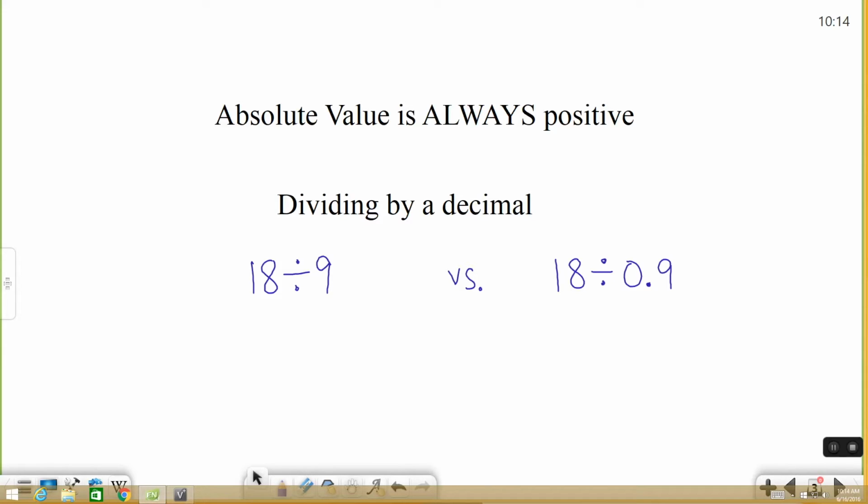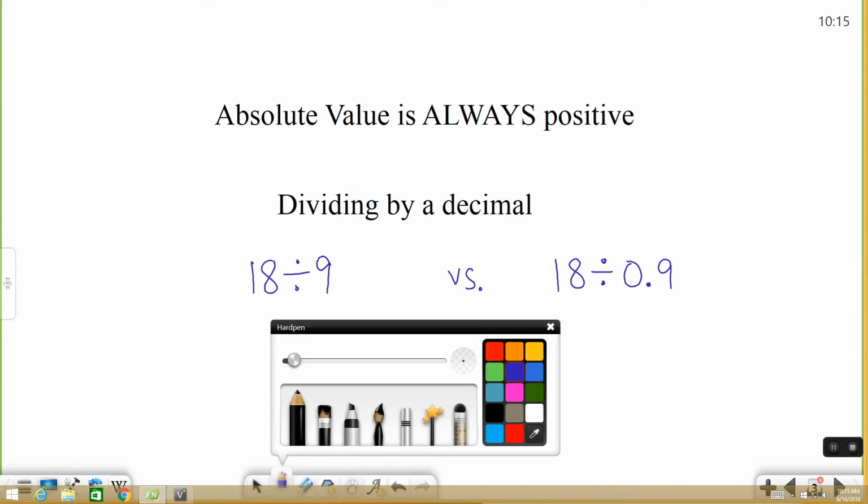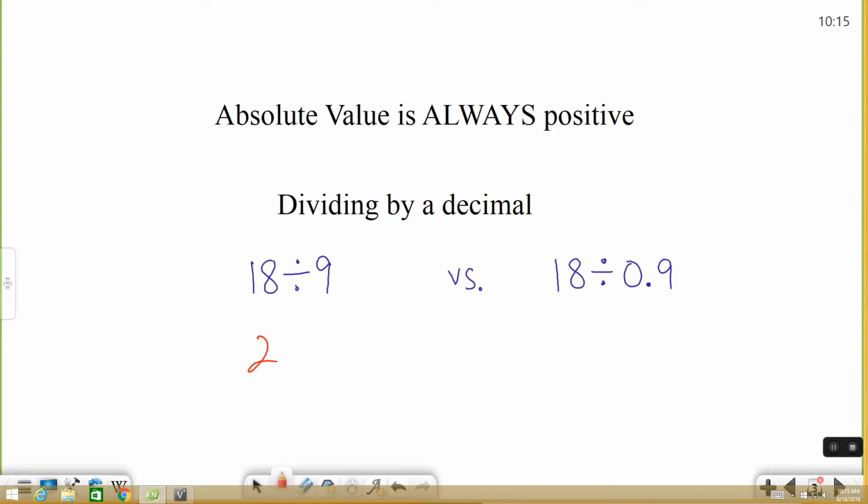Another thing is when you're asked to divide by a decimal. This would be on something like the non-calculator part. When you divide a number by a decimal, your answer should be bigger than your original number every time. So here's an example of why that's true. If I give you something like 18 divided by 9, the answer is obviously 2. So I can write that in. Let's go red. 2. If I give you something like 18 divided by 0.9, the answer actually turns out to be 20.